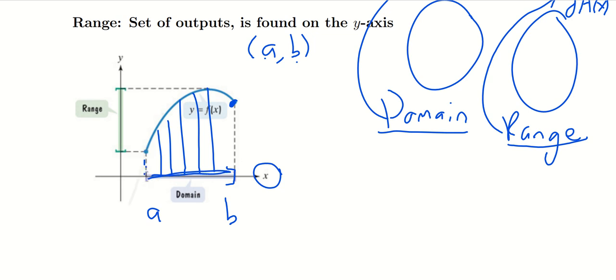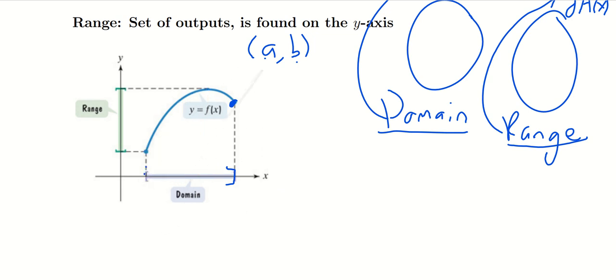To find the range, now we're going to be looking at the y-axis. Again, we typically want to give domain and range in interval notation, so we always want to go from smallest to largest. On the range, that's going to go from the lowest point on your graph to the highest point on the graph. The lowest point on the graph happens to be this one right here. The highest point on the graph happens to be somewhere, it looks like, right about there. That's the highest point on this graph.